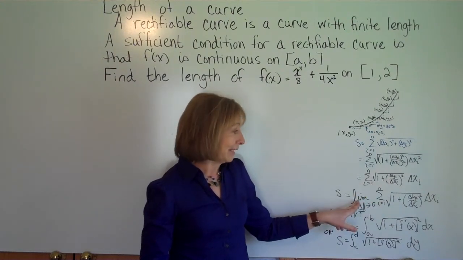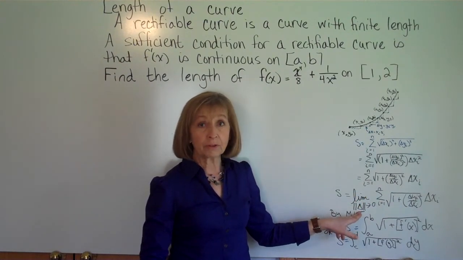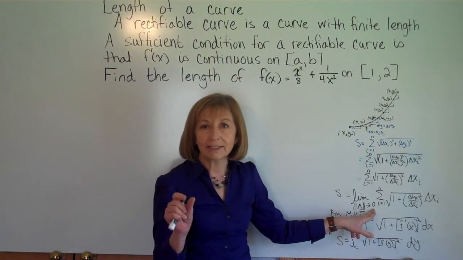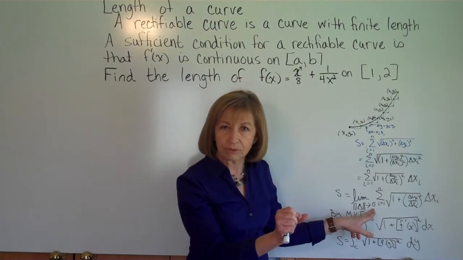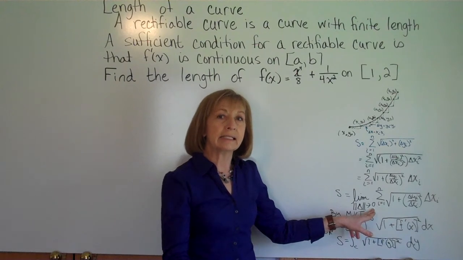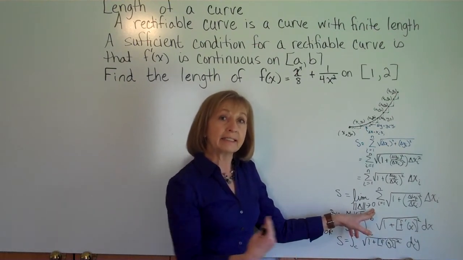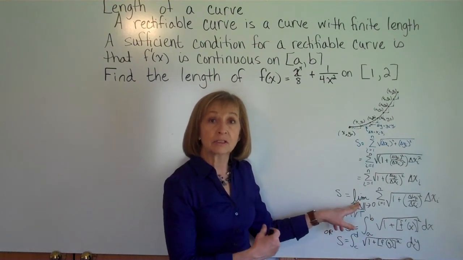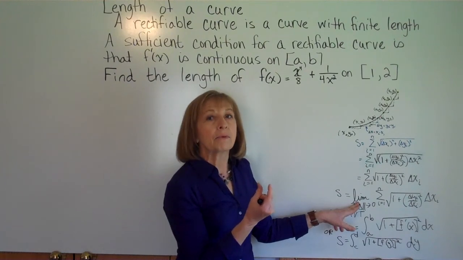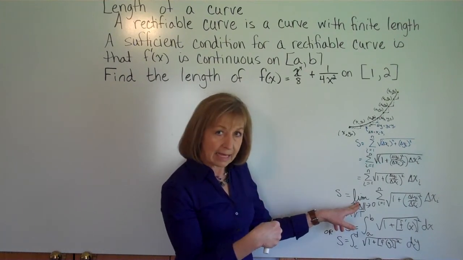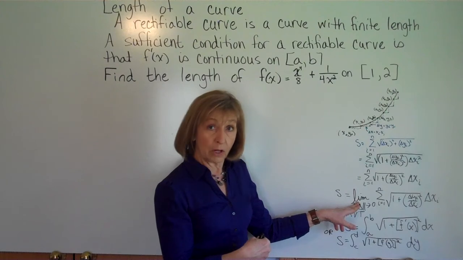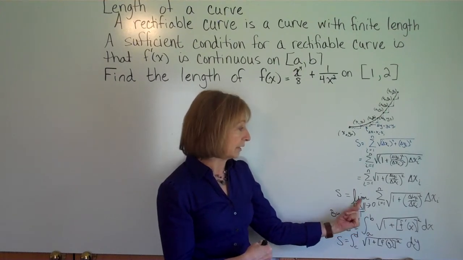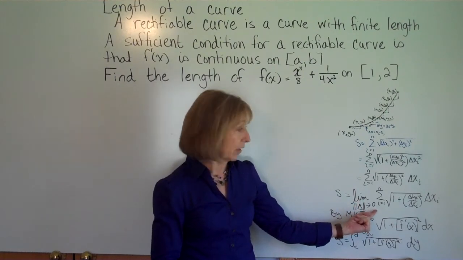So if I take the limit as the norm of the partition approaches 0, remember, I don't necessarily have to have equal subintervals, as long as each partition I find seeks out the largest spacing at that point in time and makes that spacing smaller. So the limit is as the norm of the partition approaches 0.